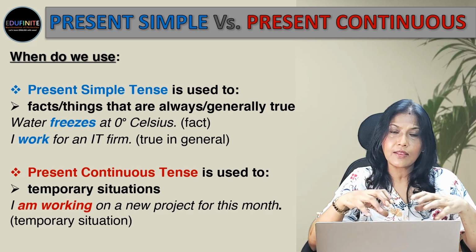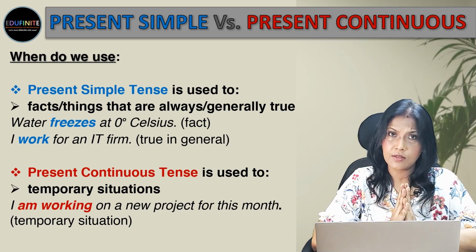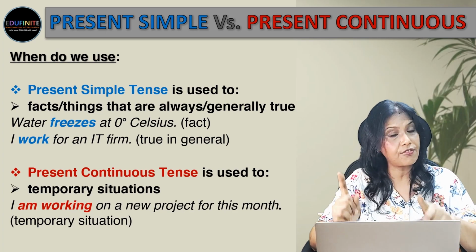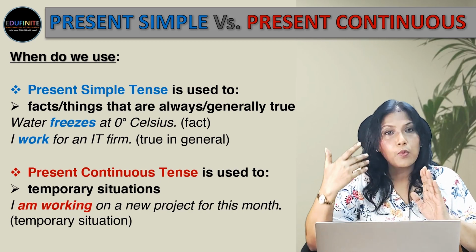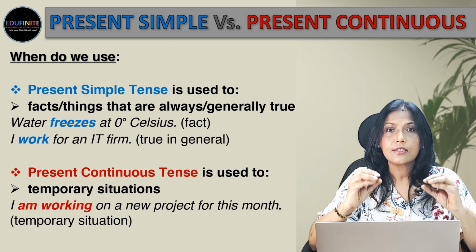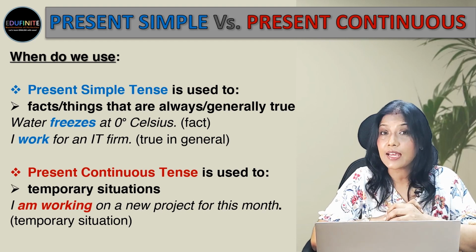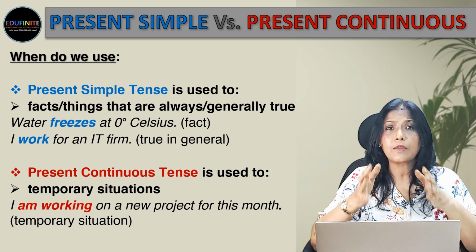For this particular month, I'm working on a new project. For such temporary situations, where the thing is not permanent, like over here, I work for an IT firm. That's permanent. I go to an IT firm, I work there. So that's the general truth. That's permanent. So for that reason, I did not say I'm working for an IT firm. If I say I'm working on an IT firm, that means that's temporary.